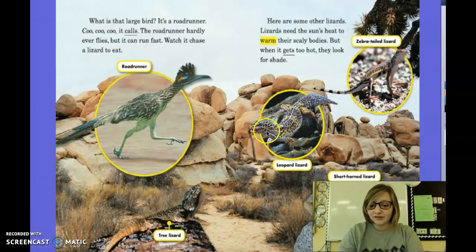Next, I'm going to look here at this leopard lizard. Why do you think this guy is called a leopard lizard? And the last you can't see on my screen, but you can see in your book, the short-horned lizard. We have all kinds of lizards on this page. So let's think. Let's find our text evidence that tells us what happens when lizards stay out in the heat for too long.